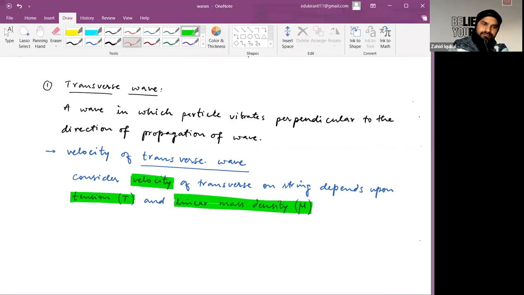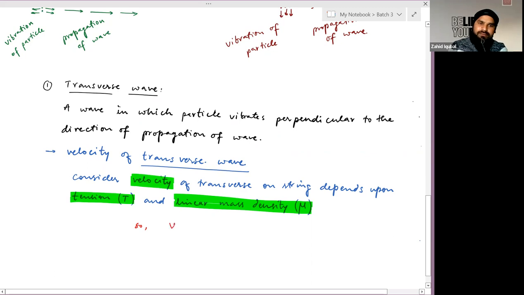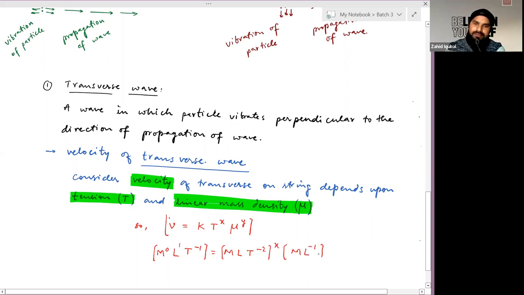So from this, according to dimensional analysis, velocity equals some proportionality constant K, tension raised to X, and linear mass density raised to Y. Now write the dimension formula of each term on the left and right side. For velocity on the left side, it will be M^0 L^1 T^-1. On the right side, K is dimensionless, so just neglect it. T is tension, which has the same dimension as force, so it will be M L T^-2, raised to x. Mu, linear mass density, is mass divided by length, raised to y.